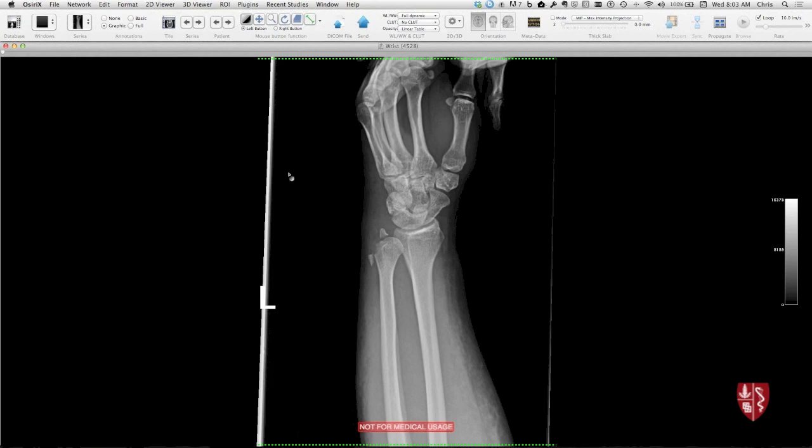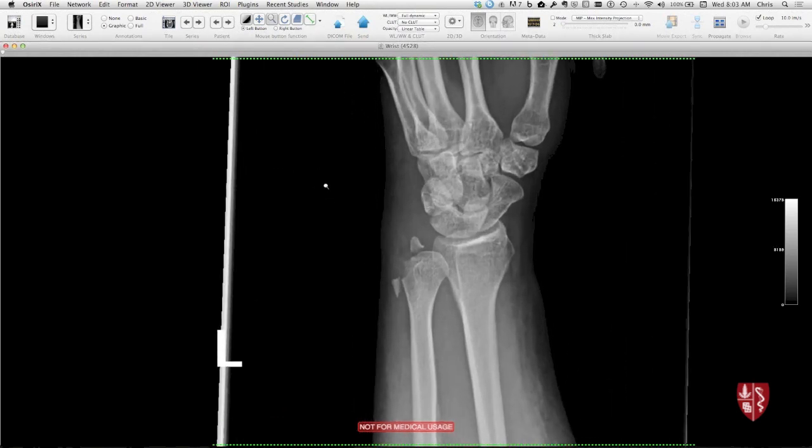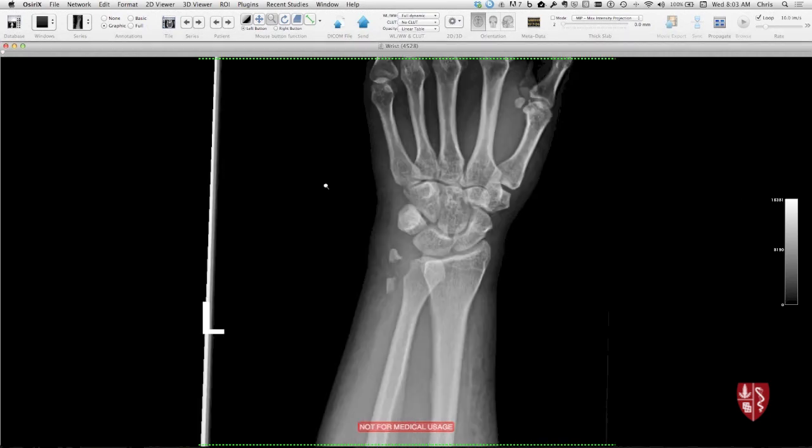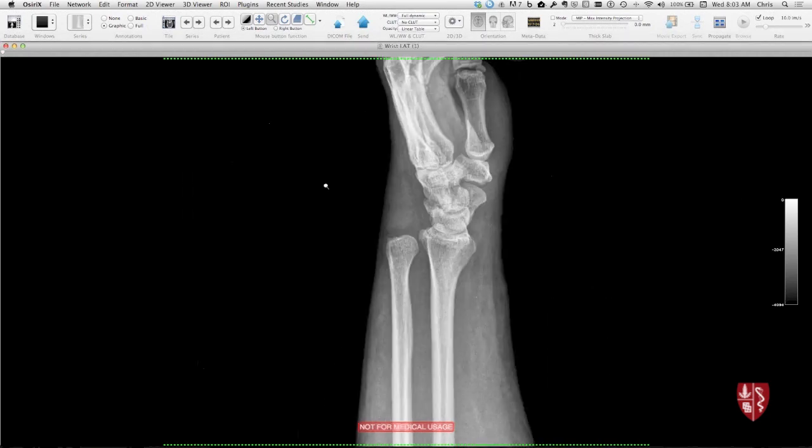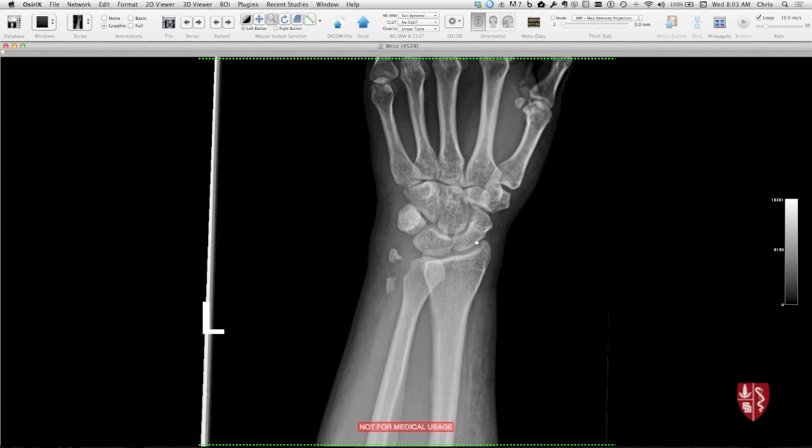Okay, what about this example here? So different patient. And here I'm showing you pretty much of a lateral view of the wrist. We're going to look at that more in a minute on different patients, but what about the alignment of the distal radial ulnar joint?